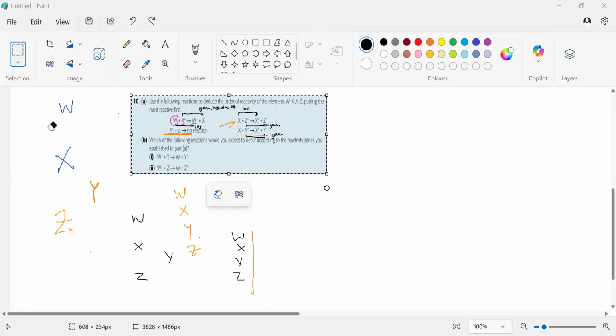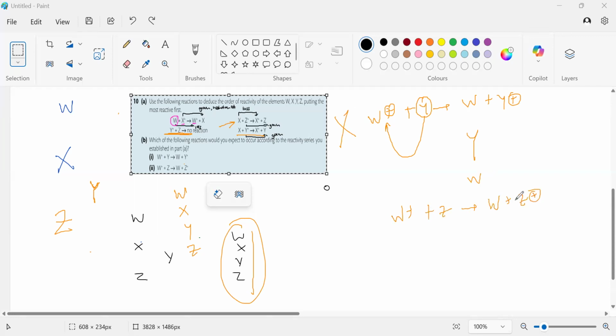Wait. So first tell me. W plus Y gives you no reaction. Y is more reactive than W from this reaction. No, from this? W plus Z gives no reaction. What does it tell you? That Z is more reactive than W? No. That's why I said both won't happen. Is it clear to you now? Absolutely clear how to handle these questions, right? Did you get it?